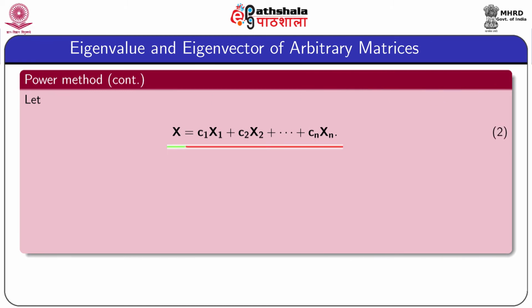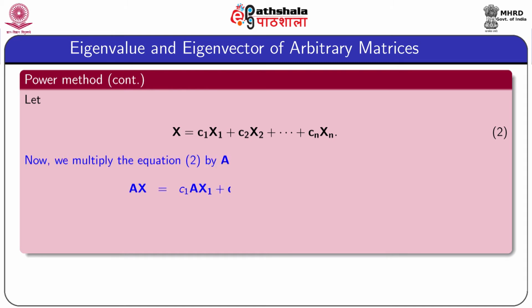Let x equal to c1 x1 plus c2 into x2 plus dot dot dot cn xn, where x1, x2 up to xn are the n eigenvectors corresponding to the eigenvalues lambda 1 to lambda n. If the eigenvalues are distinct, then obviously these eigenvectors are linearly independent, and they form a vector space whose basis, one of the bases, is x1, x2 up to xn. Let capital X equal to c1 x1 plus c2 x2 plus dot dot dot cn xn be a vector of such vector space.